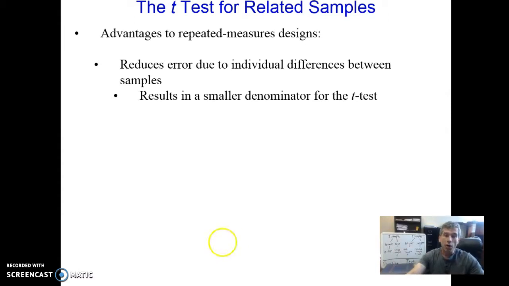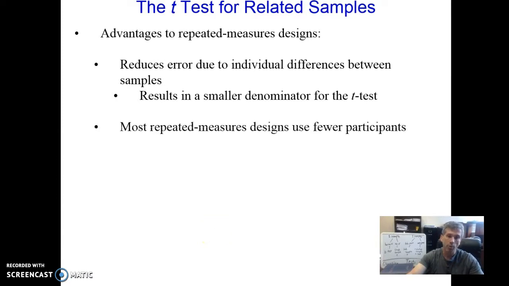So this results in eliminating a major source of error or inaccuracy. It tends to lead to a smaller denominator for our t formula. And remember, the smaller your denominator gets, the bigger your result's going to get. Basically, by eliminating this, we get more clarity and we are more likely to find a significant relationship and a stronger relationship in a within participants design. That's why they're referred to as more powerful.